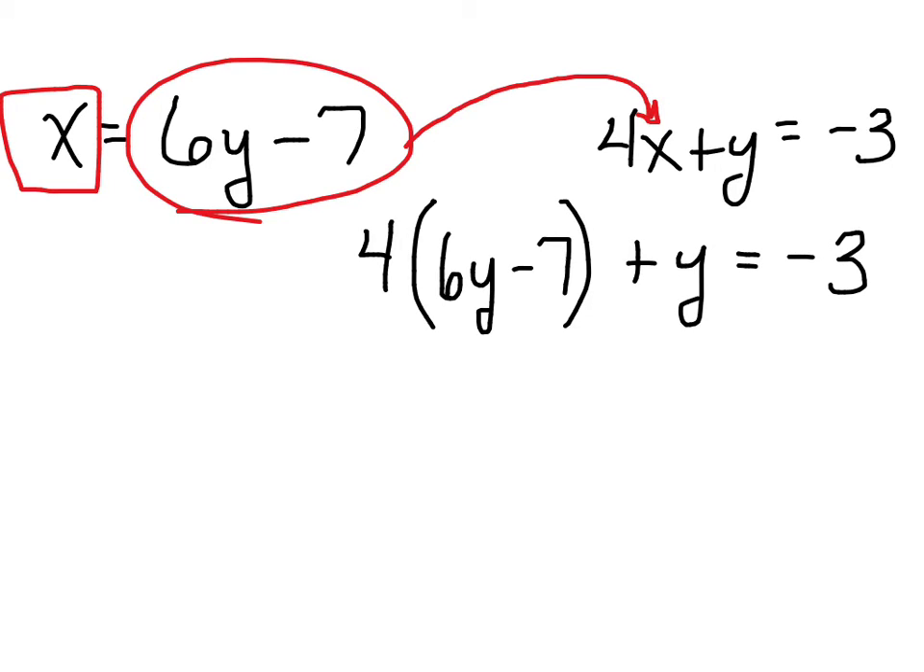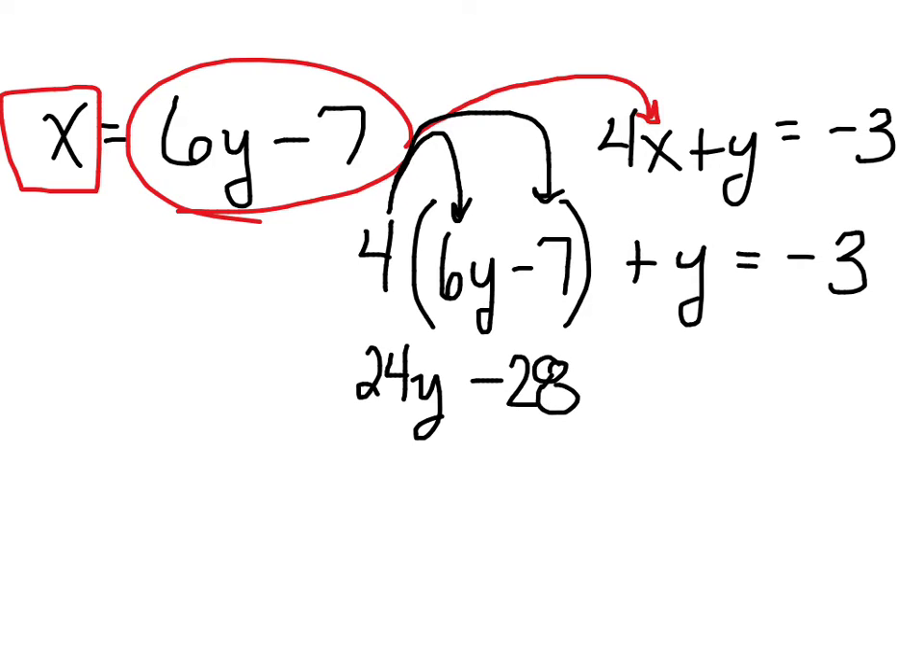So here comes the meat. Distribute first. What's 4 times 6y? 24y. What's 4 times -7? -28. Plus y. Do I have to distribute the 4 to that y? No, it's not in parentheses, so it just gets all by its lonesome, right? Equals -3.